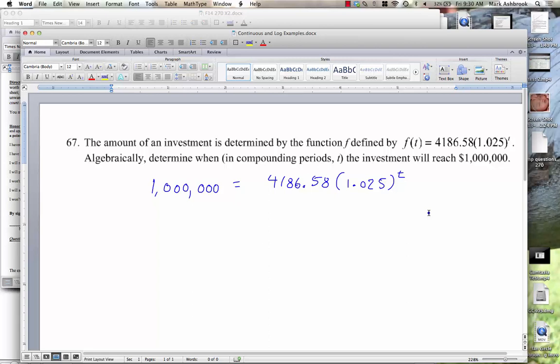Good. Yeah, so now it's just like with the ones we did before, right? So you're going to divide both sides by 4186.58. I just want to write that value down. What is that value? 238.86. Agree with that? Other people? Okay.